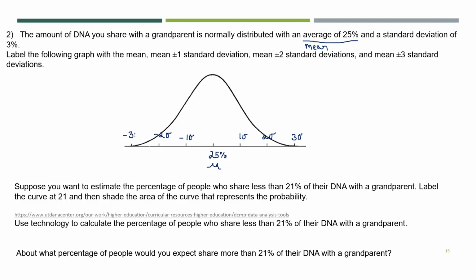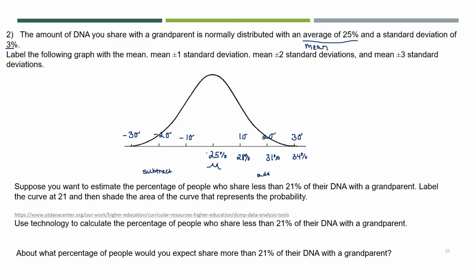Now, we are told in this problem that the standard deviation is 3%. So that means on the right, I will add 3% to move between the standard deviation tick marks. And on the left, I will subtract 3%. So 25 plus 3 gives me 28%. Plus 3 again is 31%. And plus 3 again is 34%.